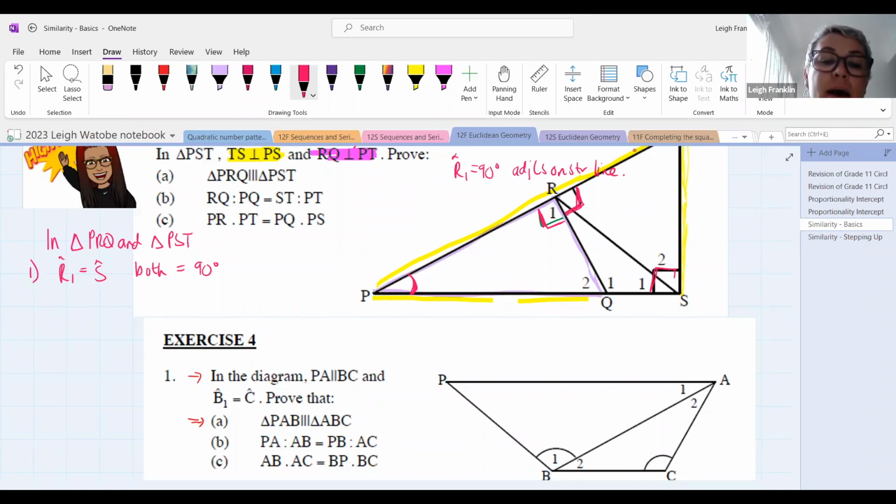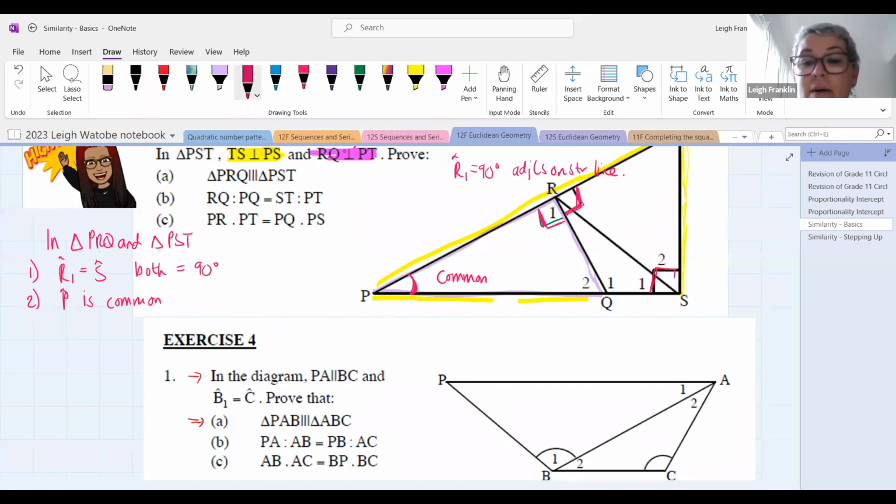This angle over here at P is called a common angle. The reason that we use the word common is because it's inside both triangles. It's inside the yellow triangle and it is inside the purple triangle. So angle P is common. Sorry, not equals, is common. Okay, so now we have two pairs of angles. Angle P equals angle P, angle R1 equals angle S1.